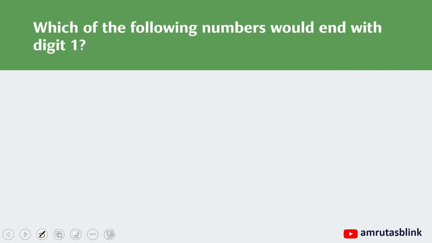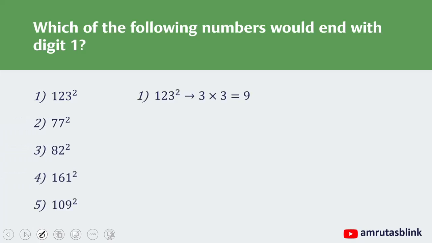We'll move to next problem. Which of the following numbers would end with digit 1? Now 123 square. What will be the unit digit of this 123 square? 3 into 3 is 9. So unit digit will be 9. Now 77 square. 7 into 7 is 49. So unit digit in 77 square will be 9. 82 square. 2 into 2 is 4. So unit digit of 82 square will be 4.